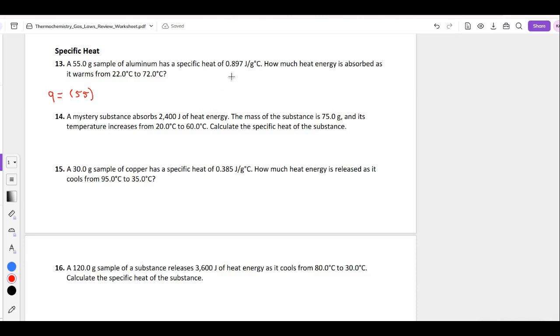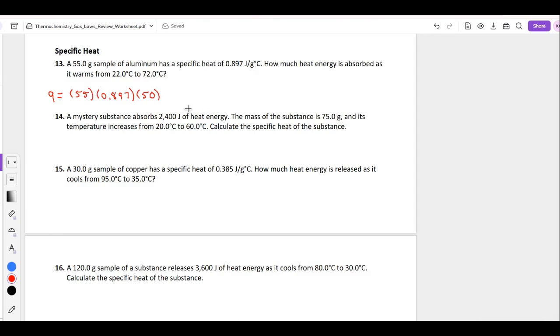C, what's the specific heat? Here it is. Our C for aluminum is 0.897. So our specific heat of aluminum is 0.897. All right, so we've got MC. Now we need delta T. All right, so the initial temperature was 22. The final temperature is 72. We need to know how much that changed. So when it went up from 22 to 72, that's going to be an increase of 50 degrees Celsius. So for our delta T, our change in temperature is 50.